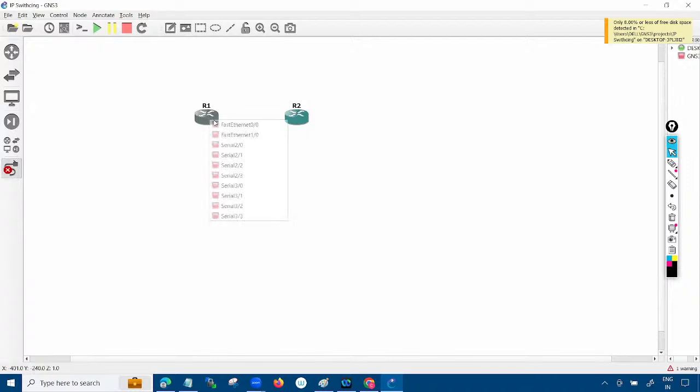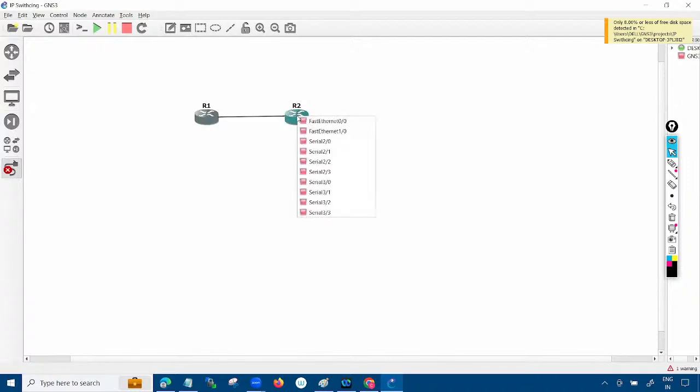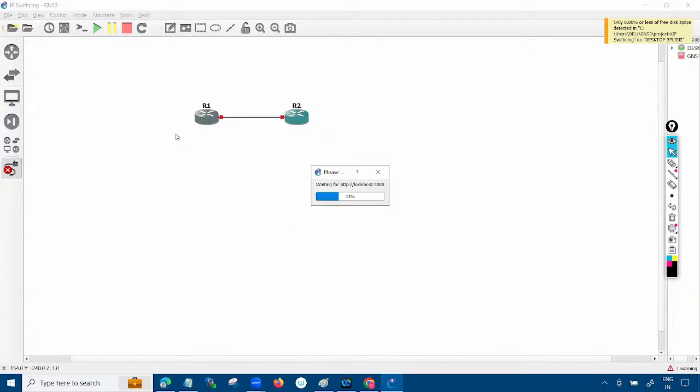Whenever the word switching comes into the picture, guys, always remember one thing. Switching means placing the packet from one interface to the other interface. Now, which packet? IP packet. That's why it's called IP switching.